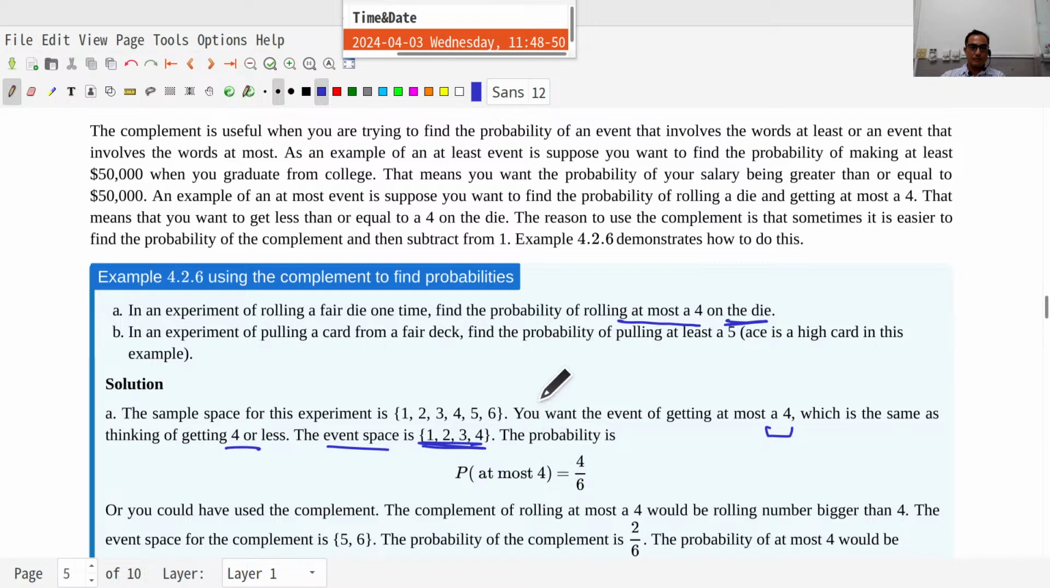The second question: in an experiment of pulling a card from a fair deck, find the probability of pulling at least a 5. Ace is the highest card in this example. Ace is not the number one, it's the highest. Then we can check this.